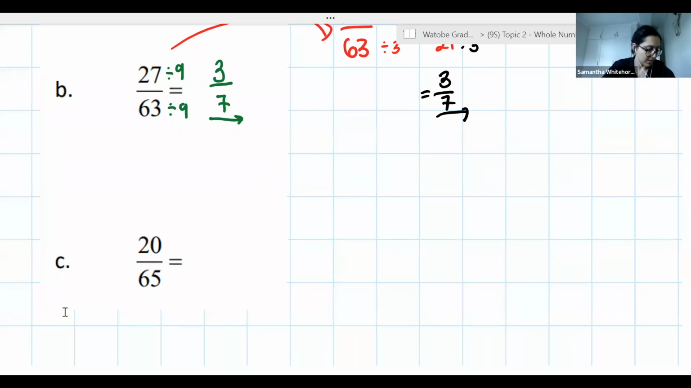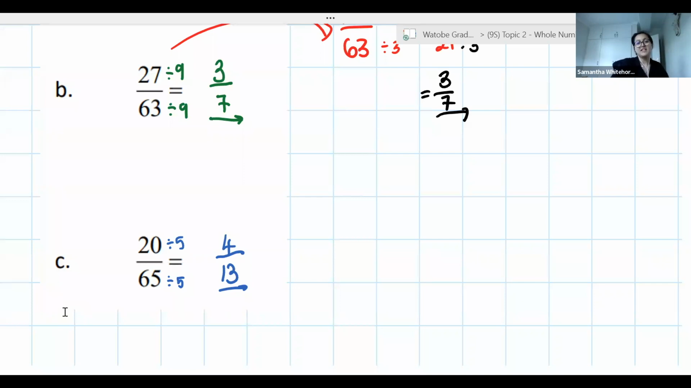Zali, do you want to try this one? Now I divided by 5. I divided 20 by 5 and 65 by 5. Perfect. And what's 20 divided by 5? 20 divided by 5 is 4. And 65 divided by 5? 65 divided by 5, ma'am, is 12. Close. 13. Good. Well done.